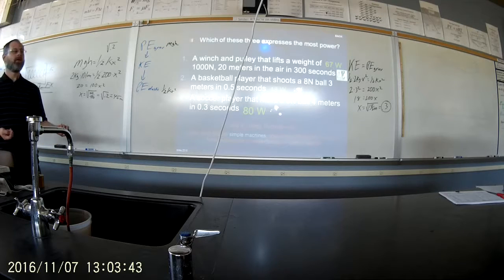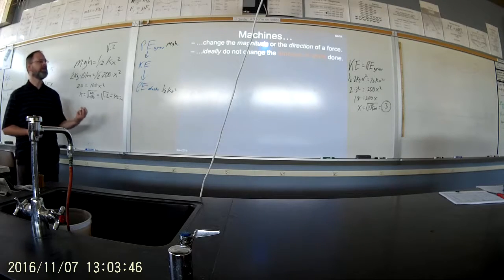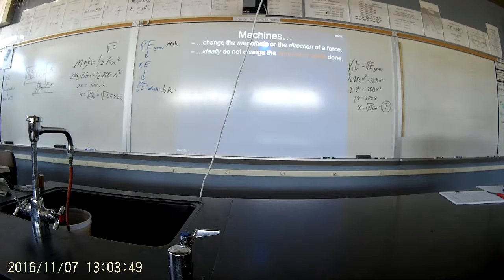Questions? Then we leave our discussion with machines. Machines are objects that change the direction or magnitude of force, but not the work done. A machine changes the magnitude or the direction of force, but not the work done. Ideally, meaning without friction. With friction, real life kicks in, but a simple machine is something that changes the direction or the magnitude of force, but not the work done. I happen to have some machines over here.